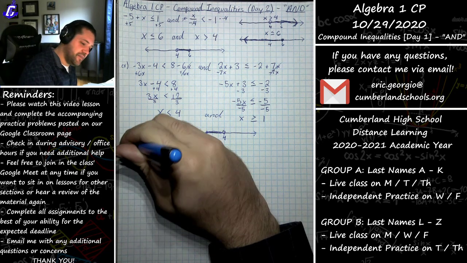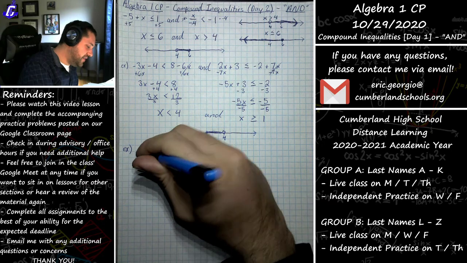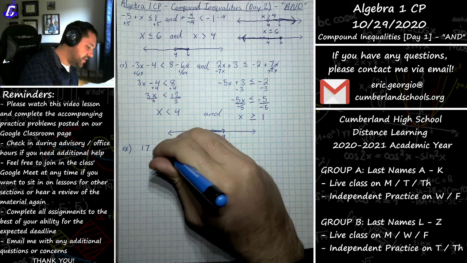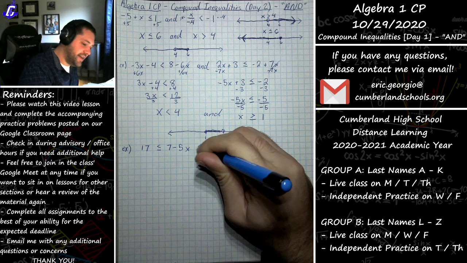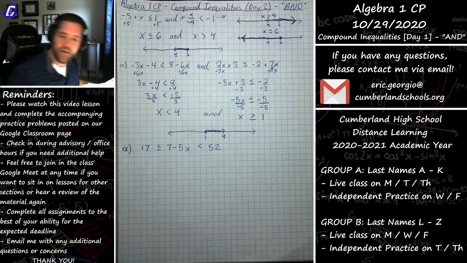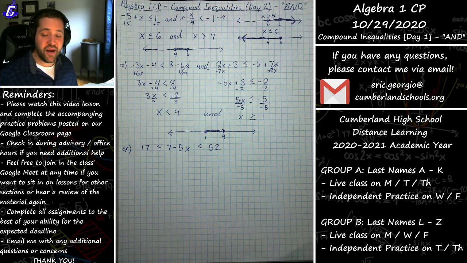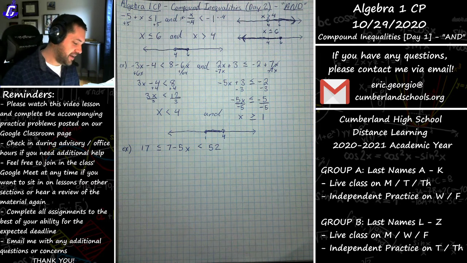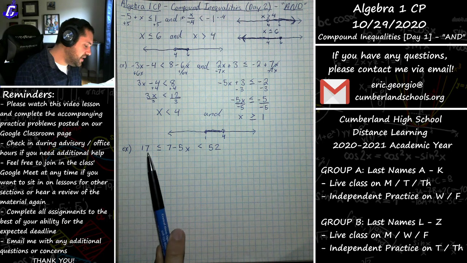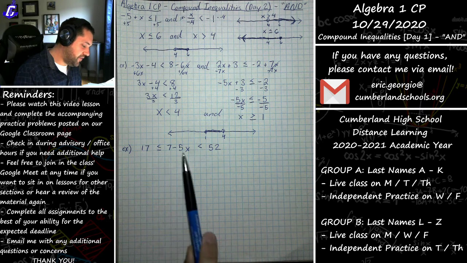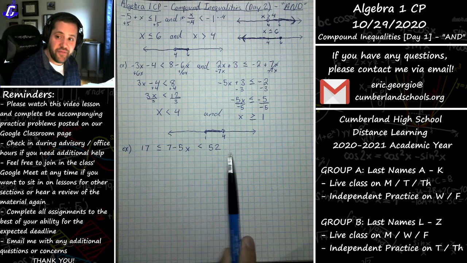Something like this. If I had 17 is less than or equal to 7 minus 5x, which is less than 52. Ooh, look at that. Three pieces of this compound inequality, two inequality symbols in the same problem. How exciting. Well, pay attention to how I actually read this problem to you. I said 17 is less than or equal to 7 minus 5x, which is less than 52.